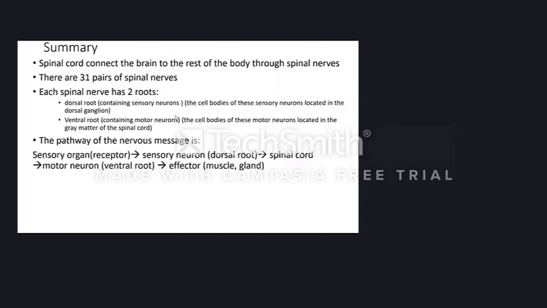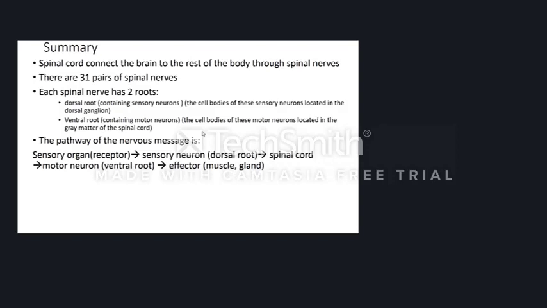Okay, so as a summary, the spinal cord connects the brain to the rest of the body through spinal nerves. There are 31 pairs of spinal nerves. Each spinal nerve has two roots: the dorsal root containing sensory neurons, with all cell bodies of these sensory neurons located in the dorsal ganglion, and the ventral root containing motor neurons, with the cell bodies of these motor neurons located in the gray matter of the spinal cord.